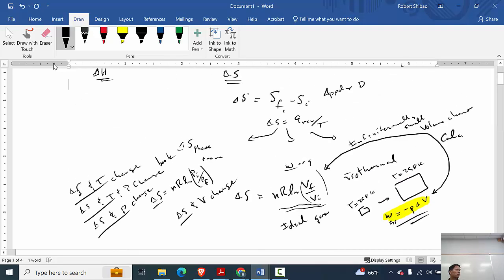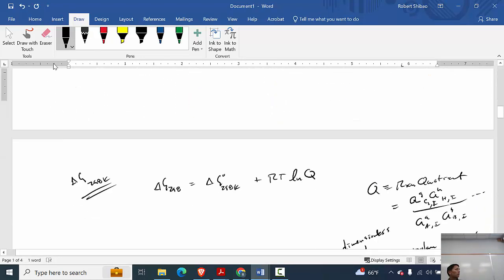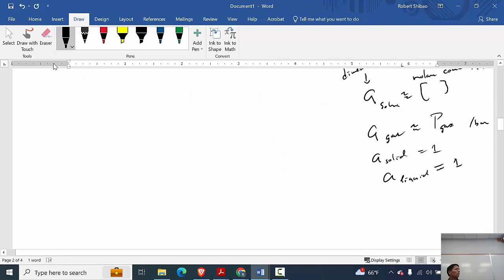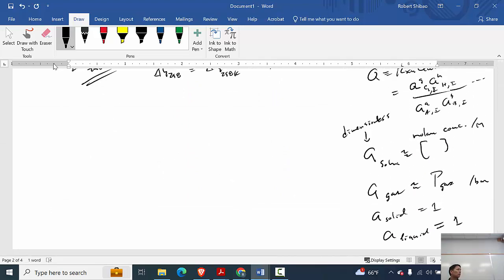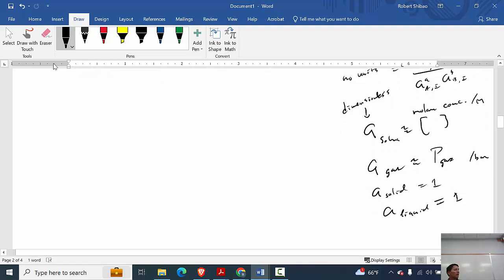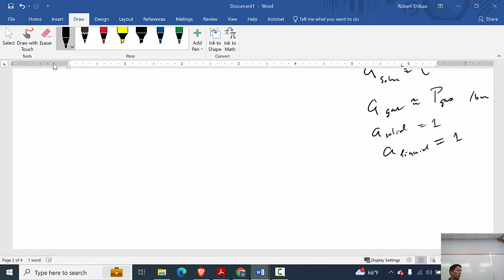No units. Oh, good. So Q has no units. K is the same. You know, K EQ, this is the equilibrium constant under thermodynamic conditions. It is equal to the activity of the products.